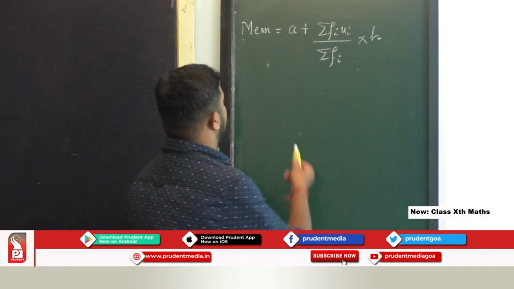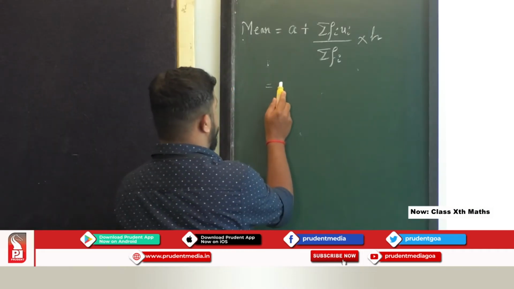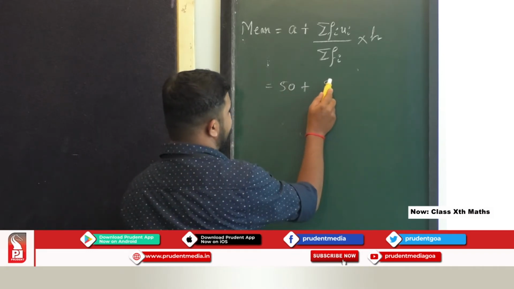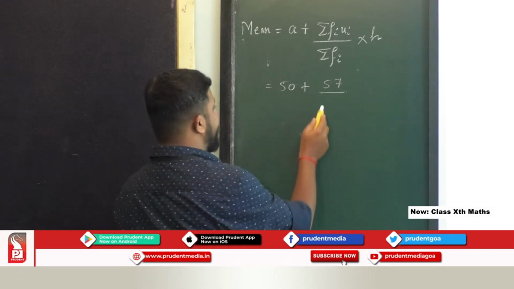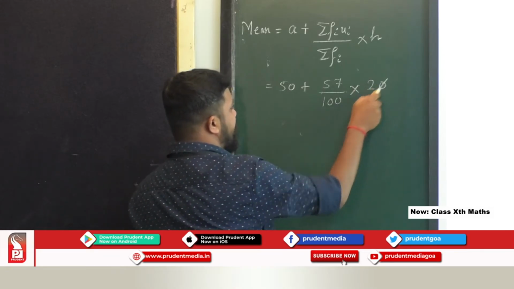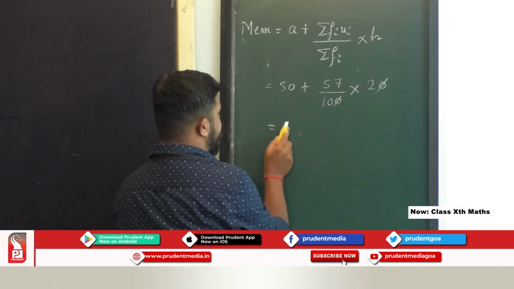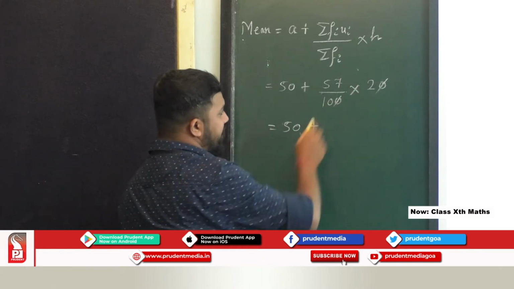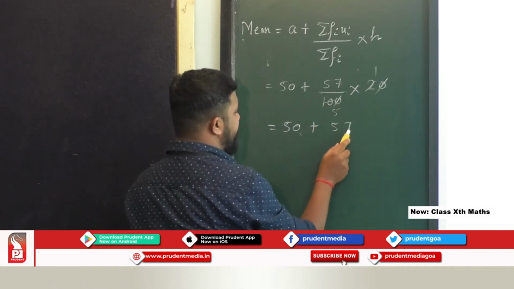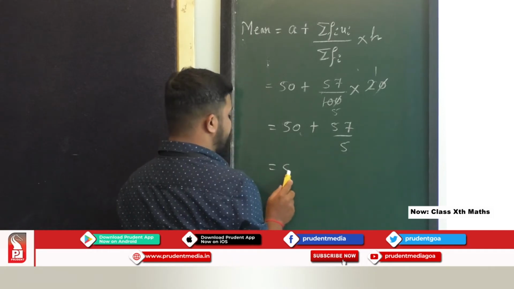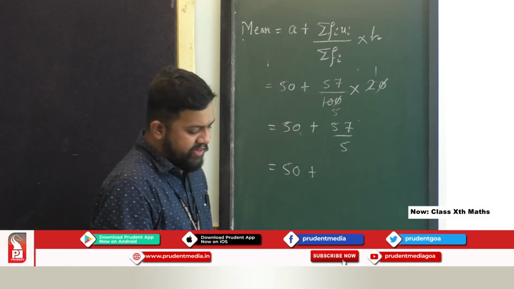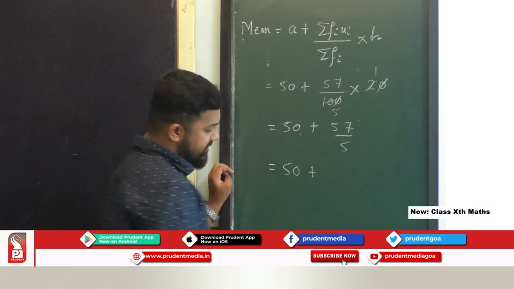So let's substitute the values. A is 50 plus summation fi ui, you have found the total, that is 57. Summation fi is 100 and h is 20. I'll cancel this 10. So 50 plus, you can cancel 2 and 10 also. 2 ones are 2, 2 fives are 10. So 57 divided by 5. Again, do not do cross multiplication. Just divide this term, that is 57 by 5. If you divide 57 by 5, you will get the answer as 11.4.